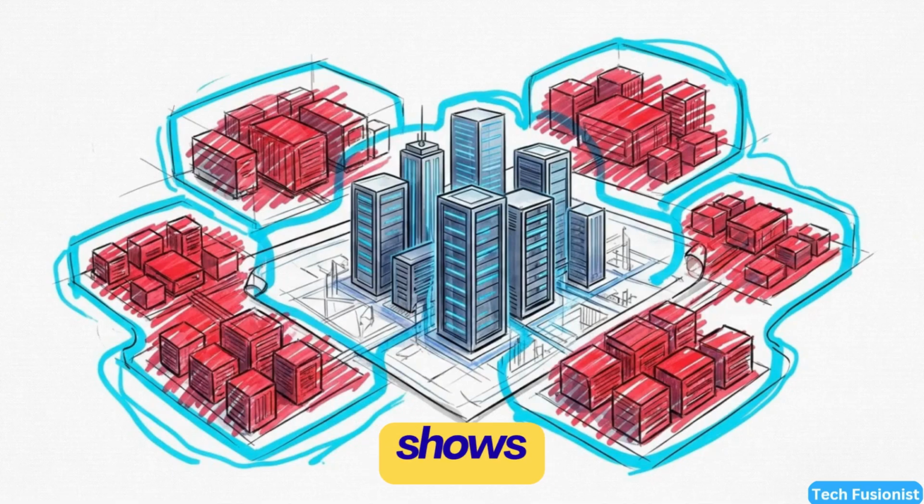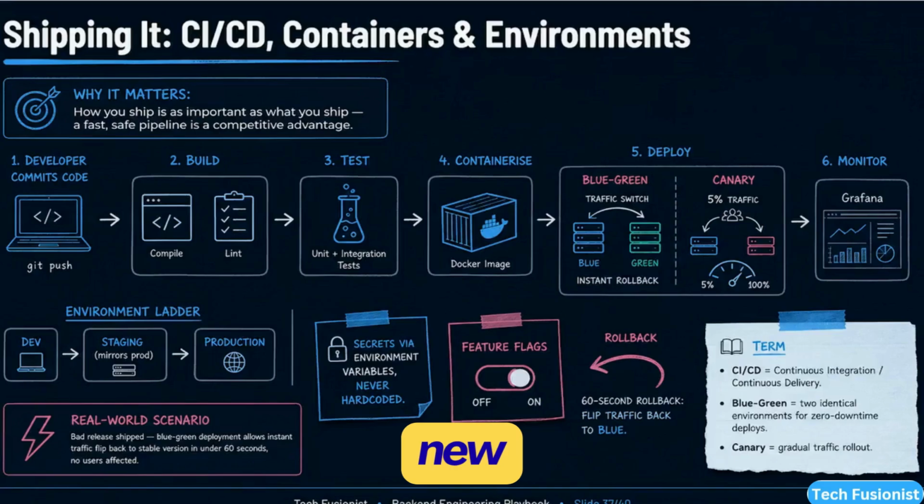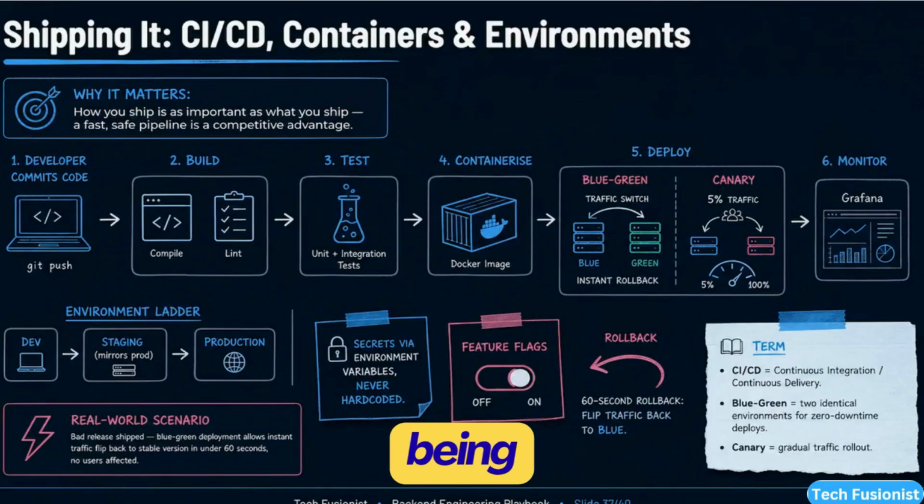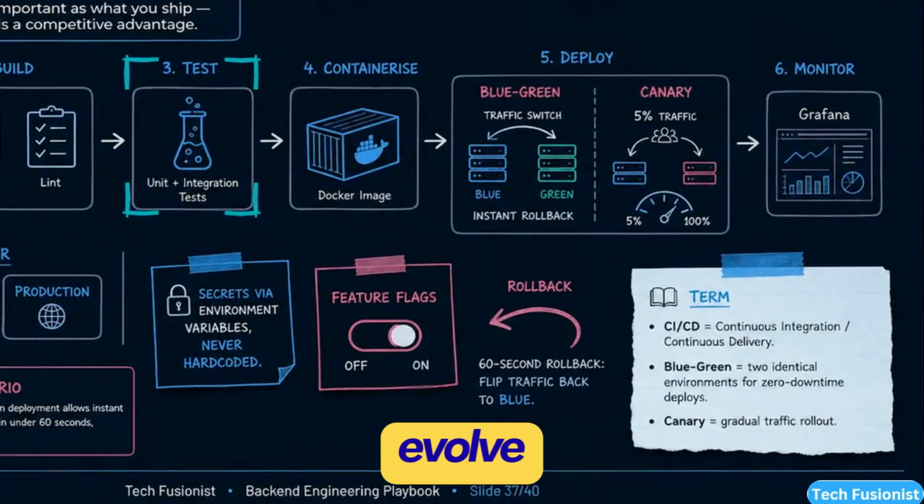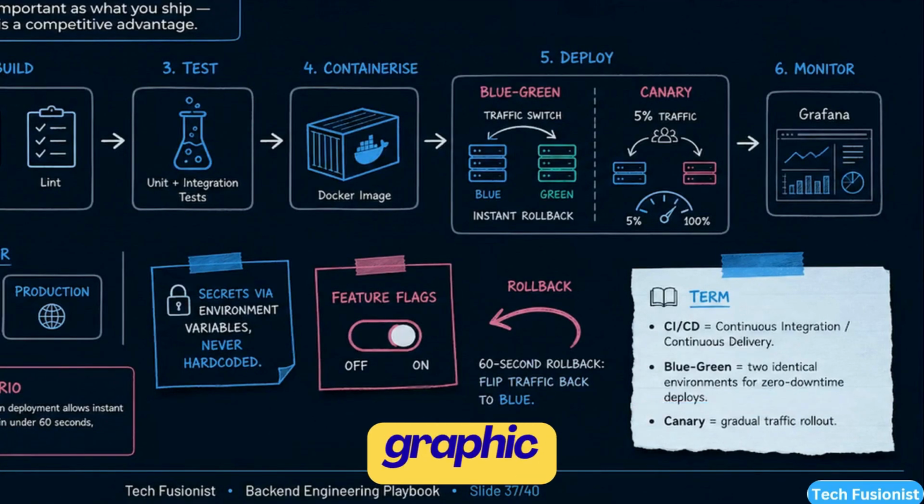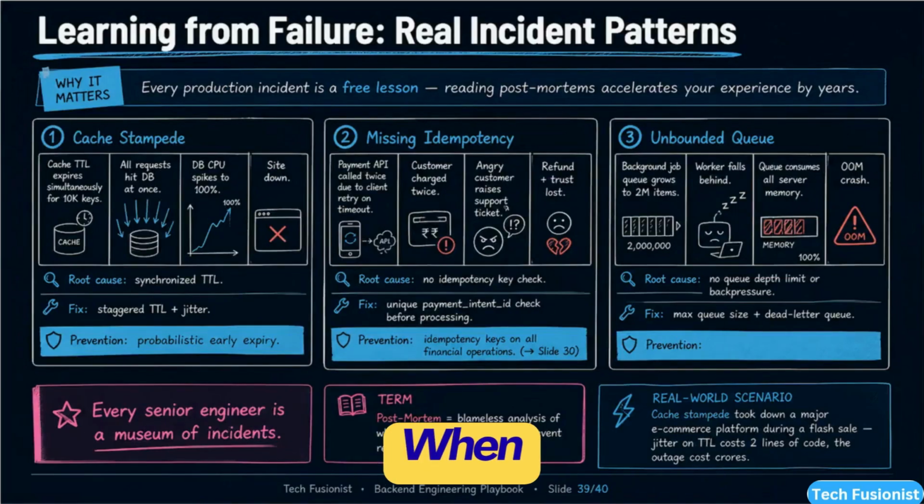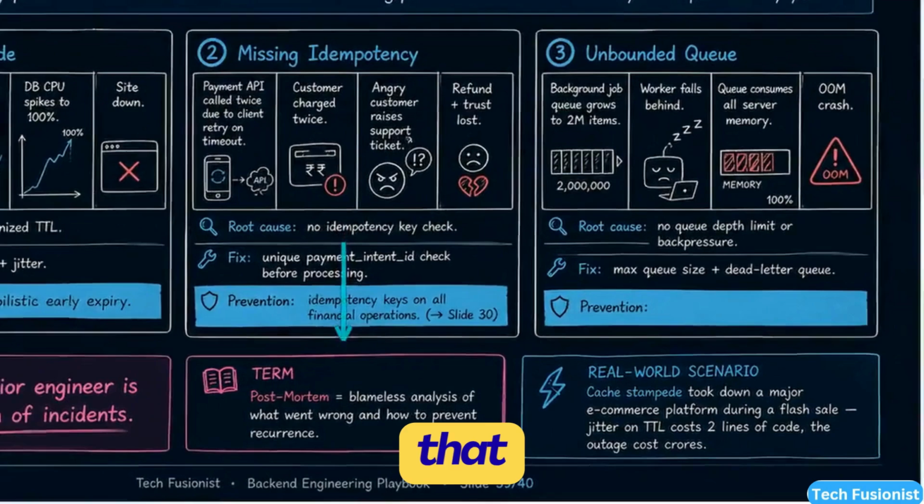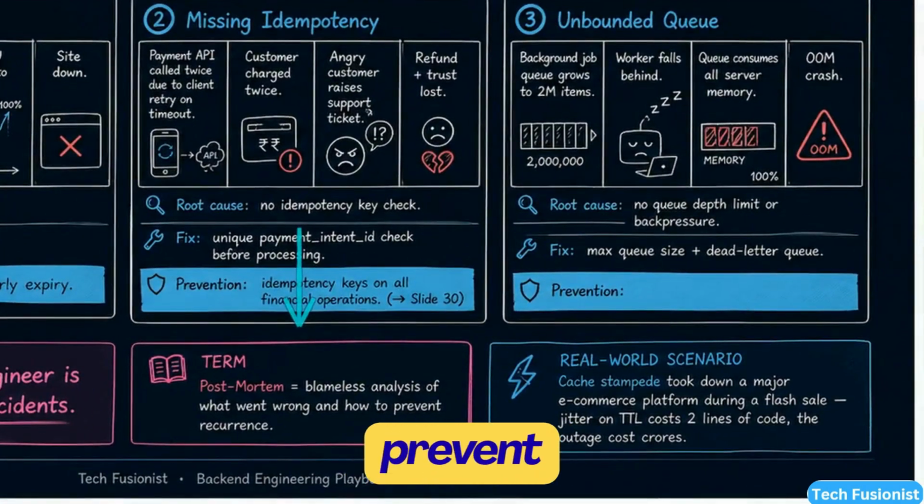This 6-step pipeline shows how engineers safely ship new code. Every update is automatically tested and packaged before being deployed, allowing the system to evolve without causing downtime for users. Even with these protections, things will break. This graphic shows common failure patterns. When they occur, engineers write postmortems, blameless reports that explain what happened so the team can prevent it from ever happening again.